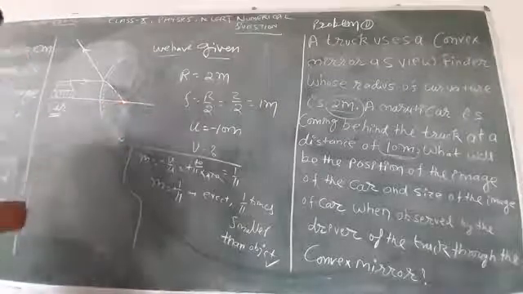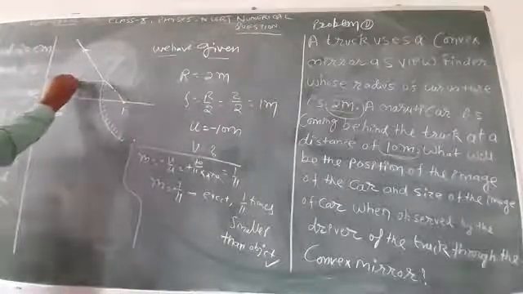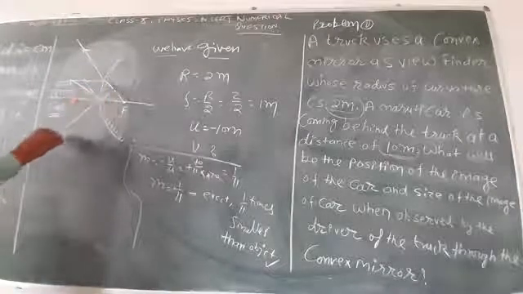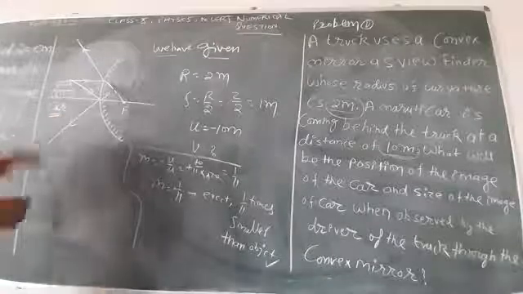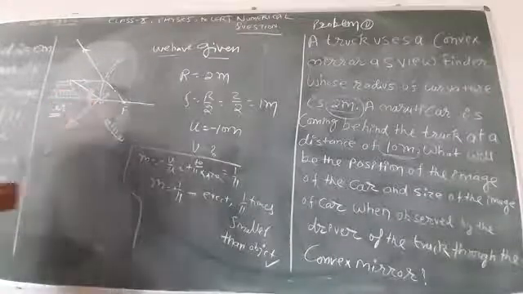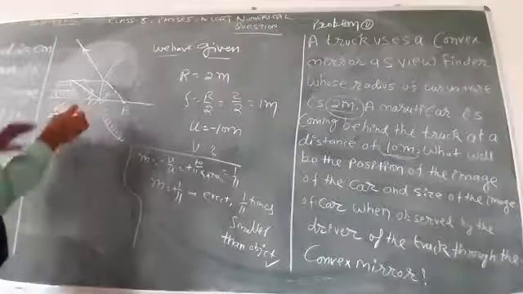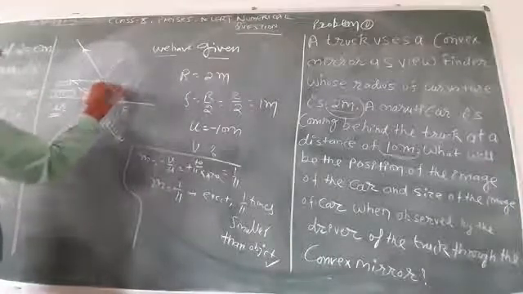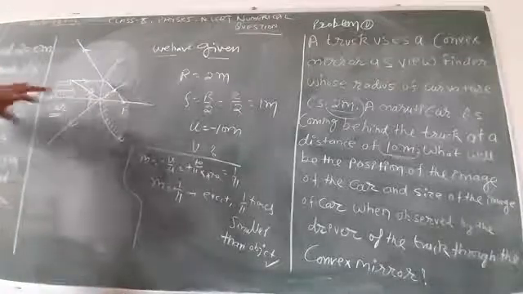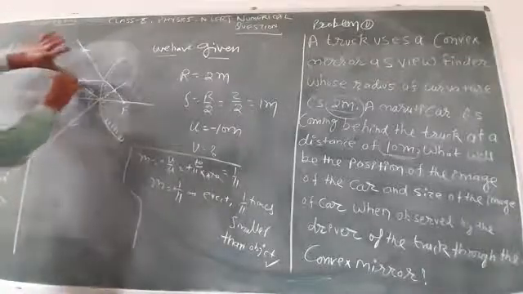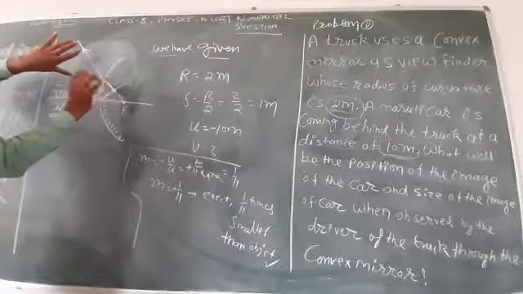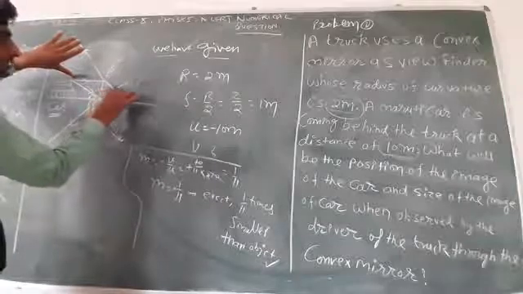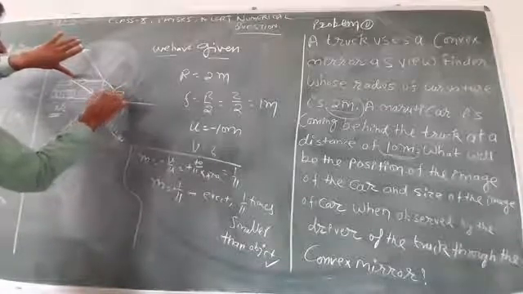This is F. Let another ray incident on the pole, and after reflection pass through the same path. Then when we produce backward, this intersects at this point. So this is the point where the image is obtained. It means at this point the image of the car is obtained.